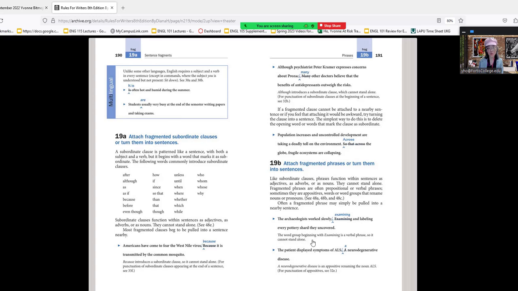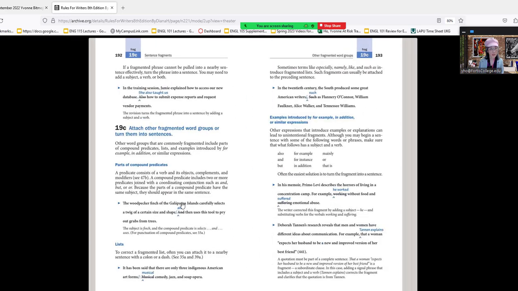And so here, the word group examining is a verbal phrase, so it cannot stand alone. The patient displayed symptoms of ALS, a neurodegenerative disease. So a neurodegenerative disease is an appositive, renaming the noun. And so if a fragmented phrase cannot be pulled into a nearby sentence effectively, turn the phrase into a sentence. You may need to add a subject or a verb.